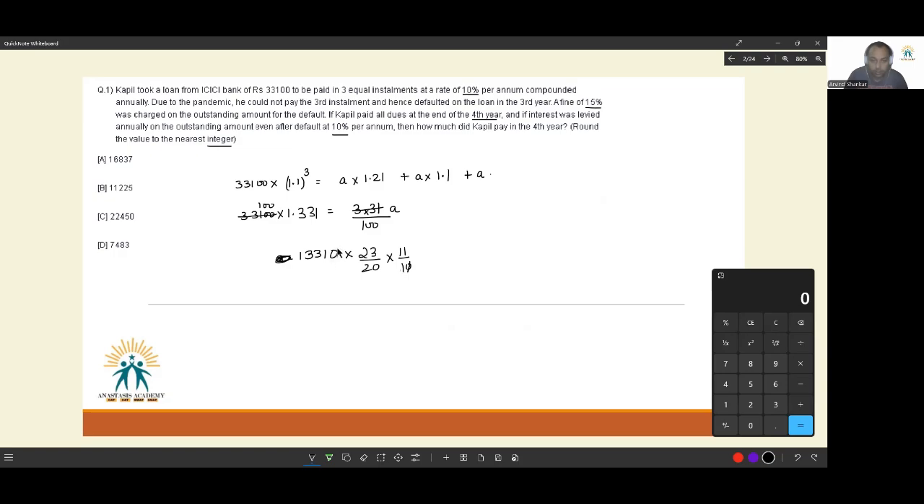I can get rid of this, I can get rid of this. I'll have 1331 into 23 into 11 divided by 20, which is equal to 16837.15. This is the final payment he has to make at the end of the fourth year. Because you have to round it to the nearest integer, the correct answer will be option A.